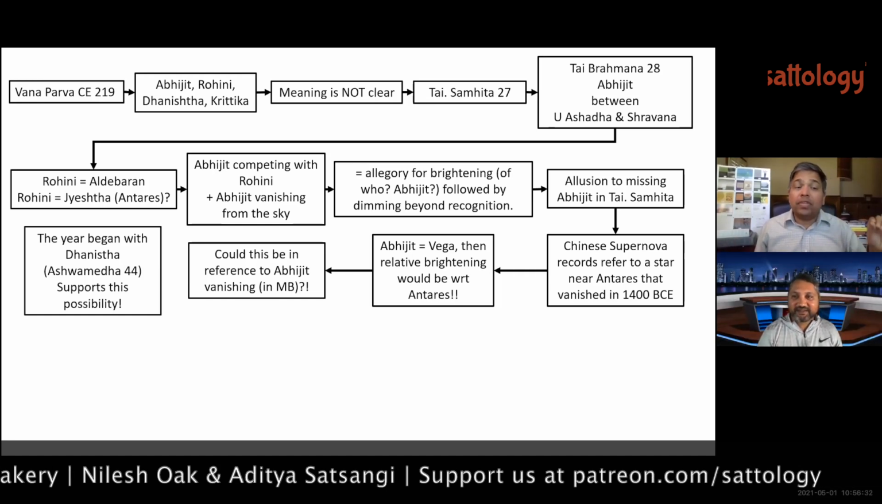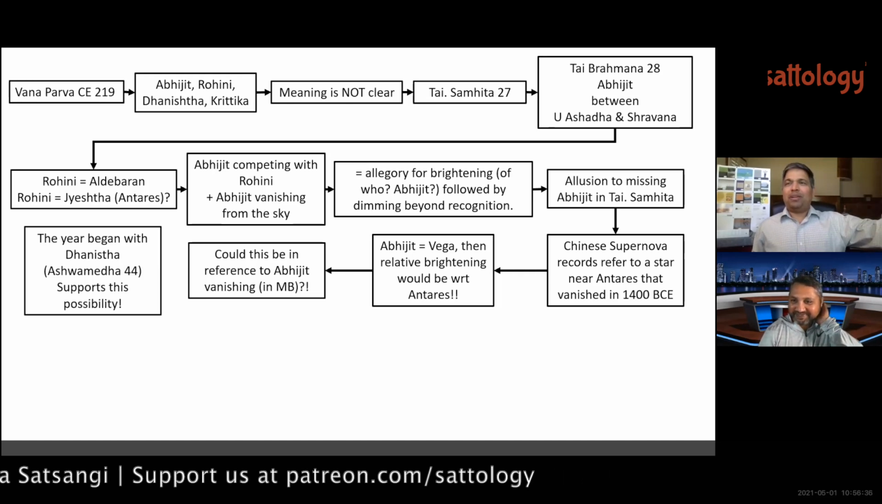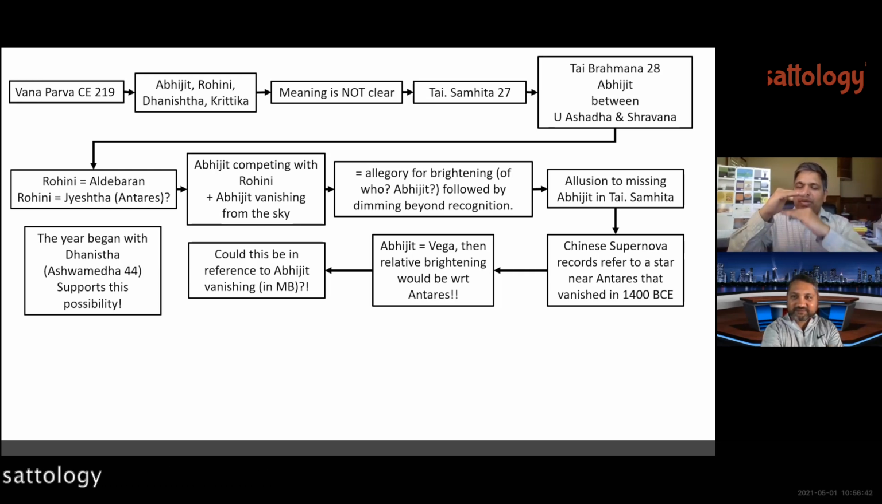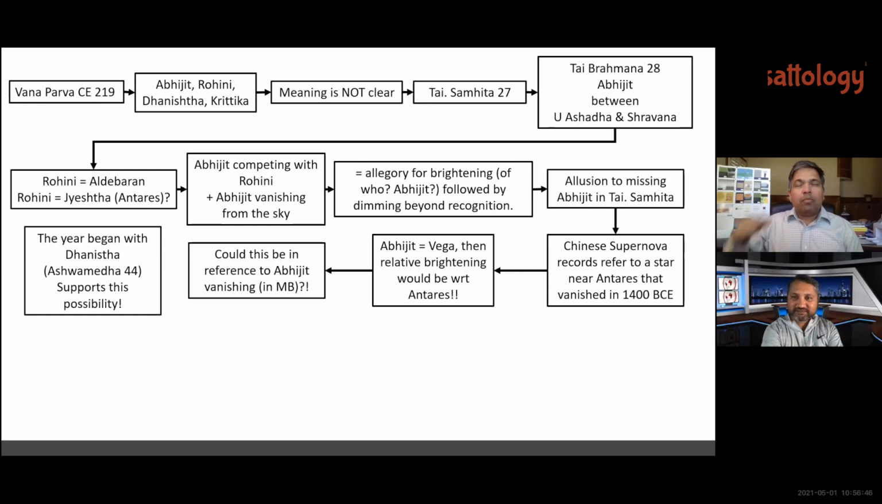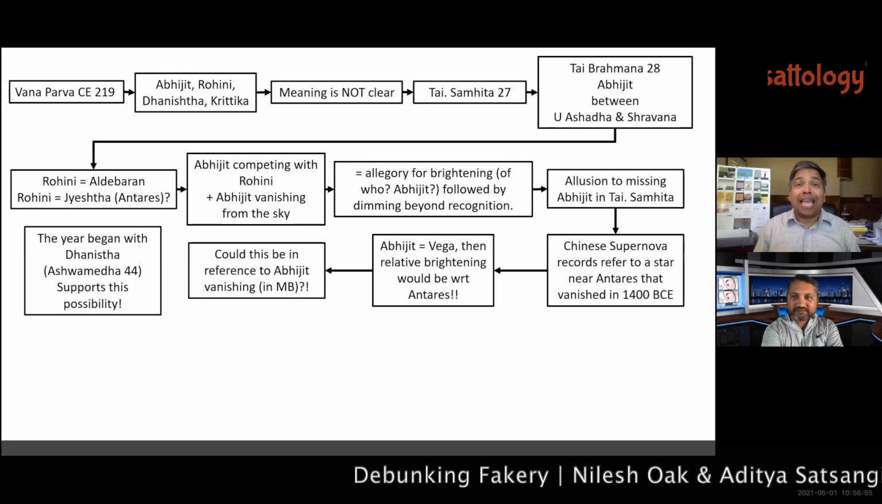The year began with Dhanishta. Now remember what he quotes. He quotes Ashwamedha 44. Remember? Yeah. We already showed that is falsified. That has nothing to do with Mahabharata war. So if you have premise 1, premise 2, premise 3, premise 4, premise 5, you combine those to draw inference. But if any one of the premises is wrong, then your conclusion is wrong. We don't need to even go there. That's simple logic. That's simple Nyaya Shastra, guys.